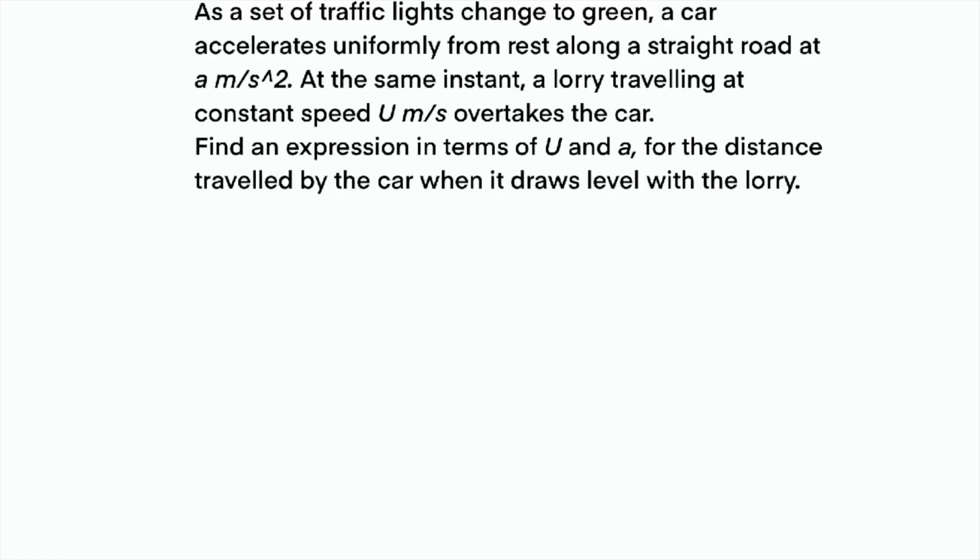Find an expression in terms of u and a for the distance travelled by the car when it draws level with the lorry. Okay, so we know at time of 0 seconds, the distance travelled by both the car and the lorry is going to be 0. So we can say at time t, for the car, the distance it's travelled equals ut plus a half at squared, which is our second equation of motion.